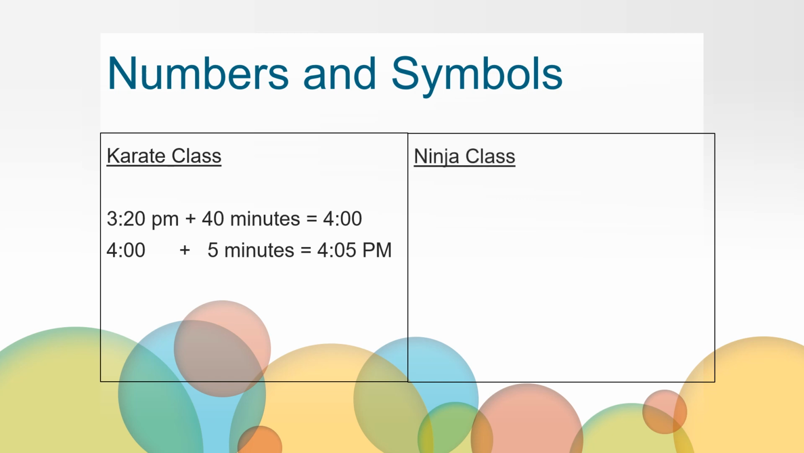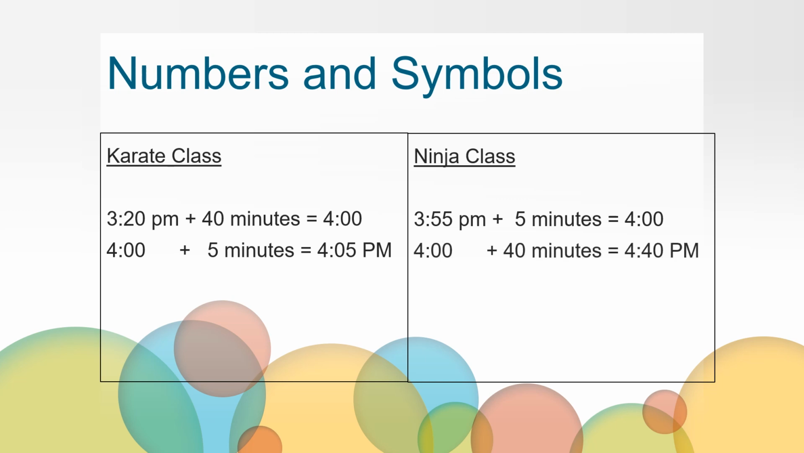Now, let's think about ninja class. Ninja class starts at 3:55 p.m. Let's add 5 minutes to get to 4 o'clock. And now, let's add the remaining 40 minutes to get to 4:40 p.m.